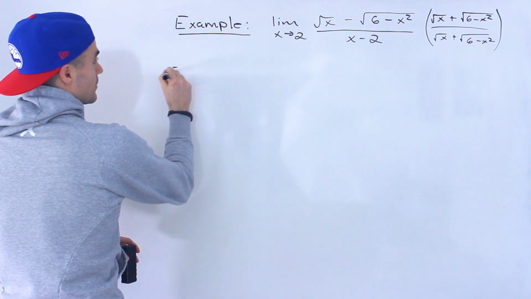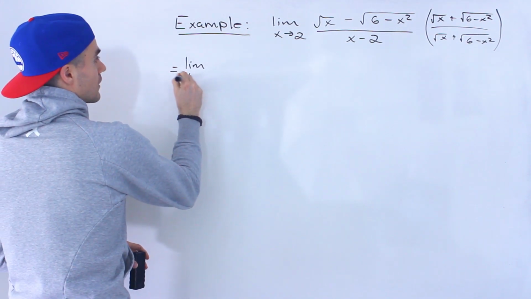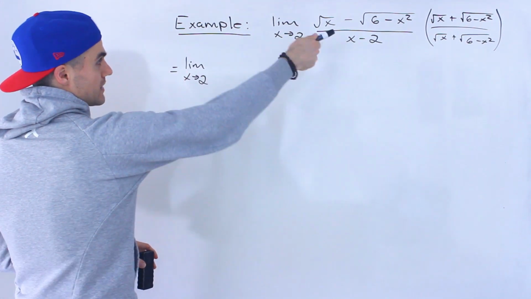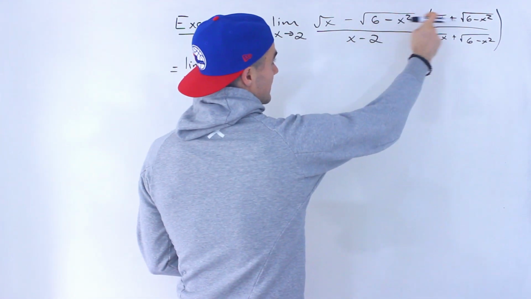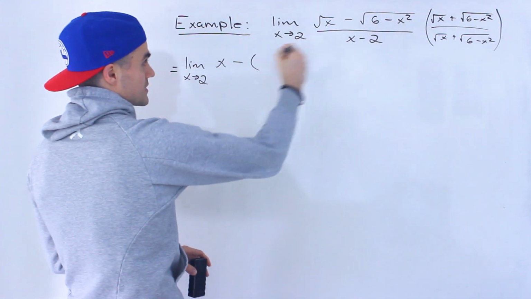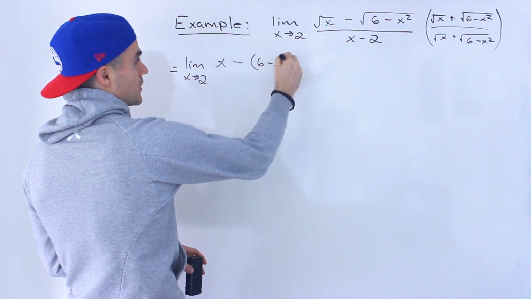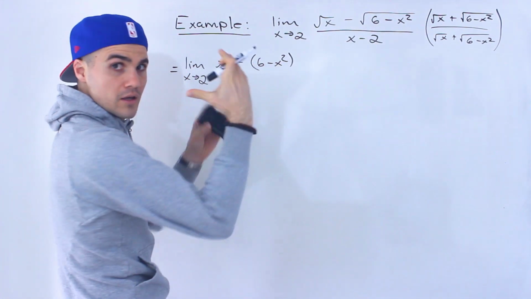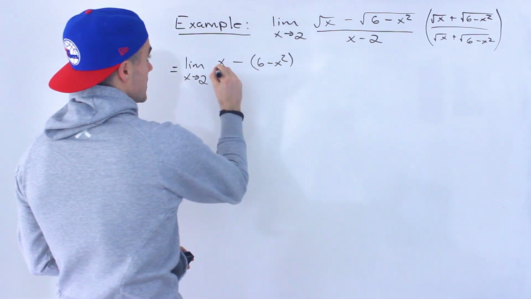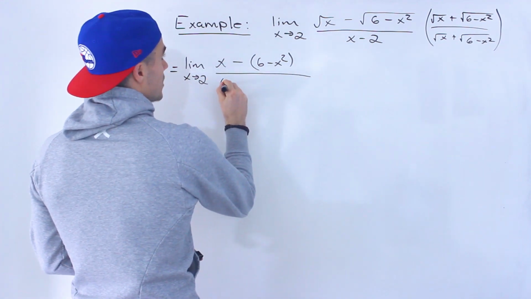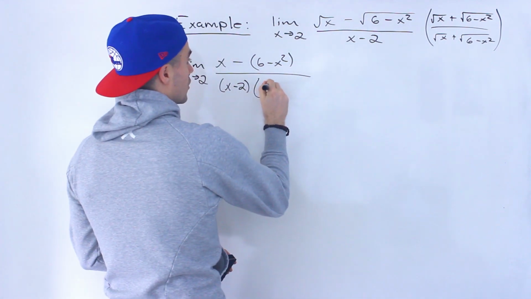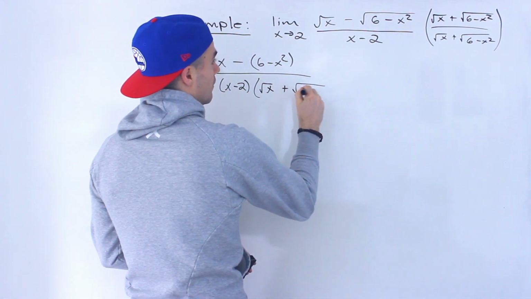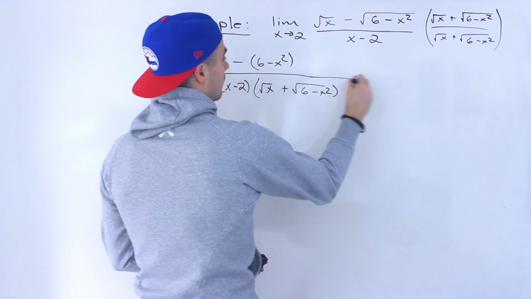And then what's going to happen, if I continue it over here, is root x times root x is going to be x, and then we're going to be subtracting root 6 minus x squared times root 6 minus x squared, which is just 6 minus x squared. You're going to be subtracting that whole term. You got to make sure you put it in brackets. And then the denominator, I'm going to keep these two terms separate, like that.